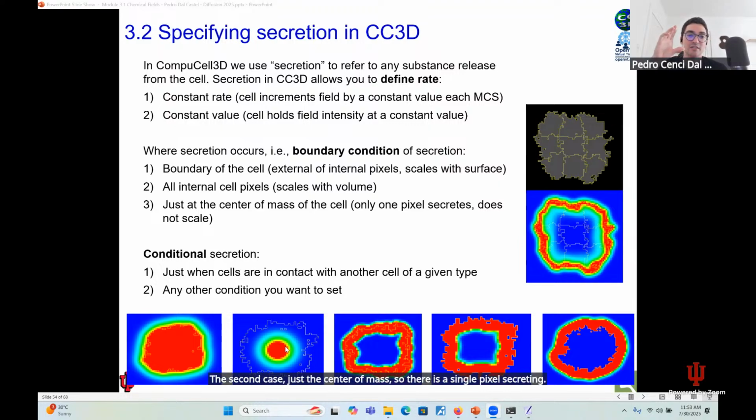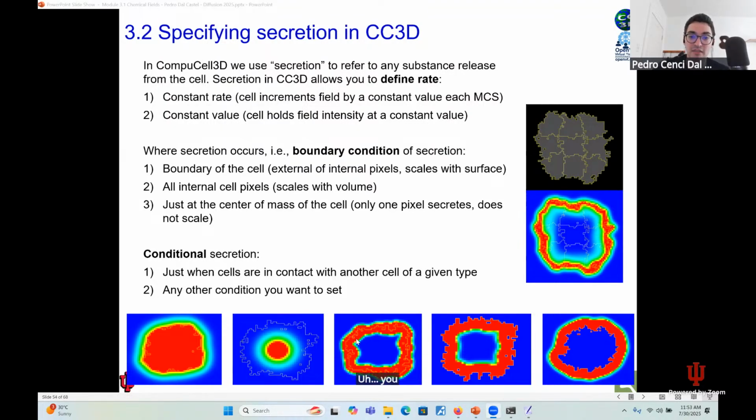Again, notice that when you have more pixels secreting, you are secreting more field. So if you change from all pixels to center of mass and the other way around, you have to adjust the secretion rate. Generally, what I do is always use all internal pixels and divide the amount secreted by the volume of the cell.